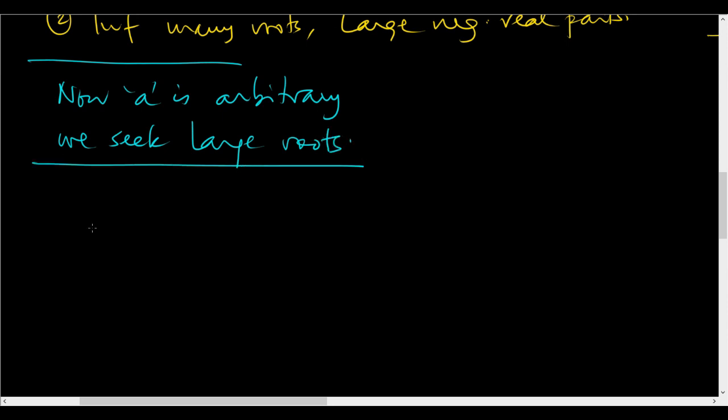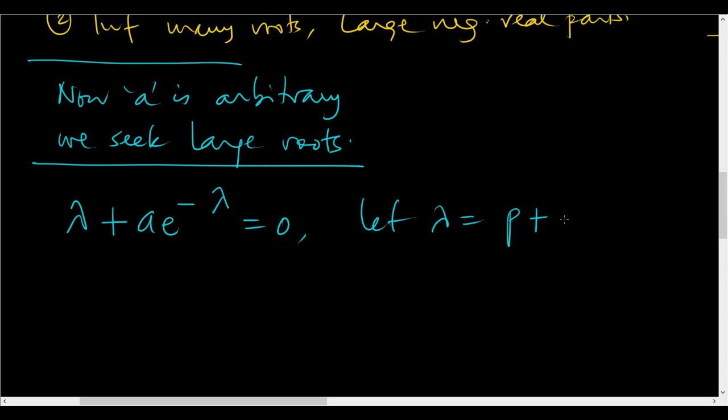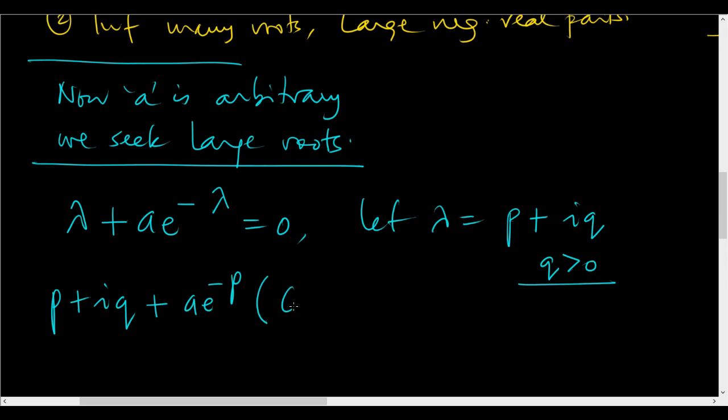So we have, let us say, lambda plus a e to the minus lambda equals 0. Let lambda be equal to p plus i q. q is greater than 0, and we expect p to be less than 0, and we expect q to be big. So here I have p plus i q plus a e to the minus p (cos q minus i sine q) equals 0.